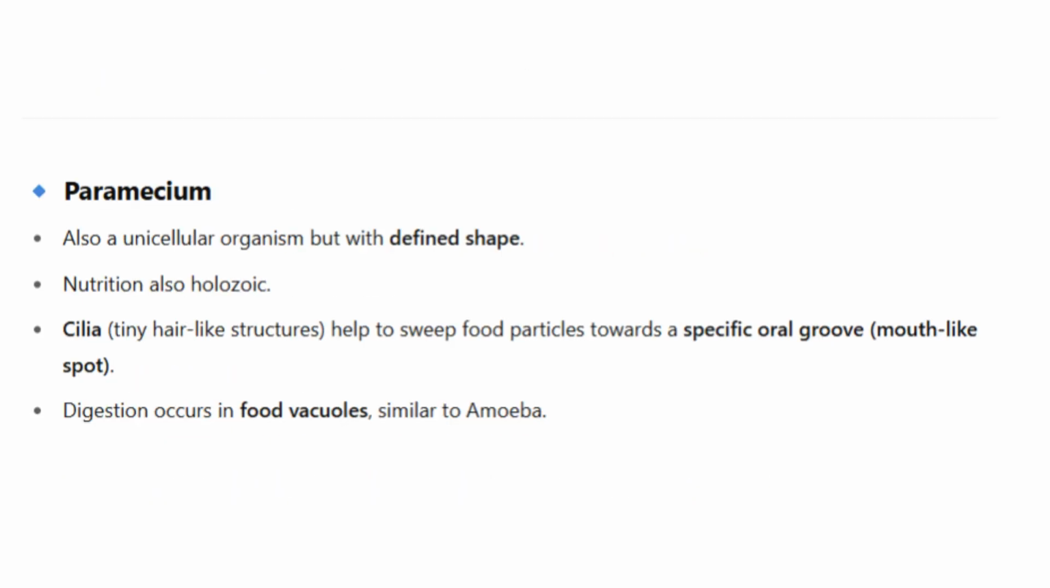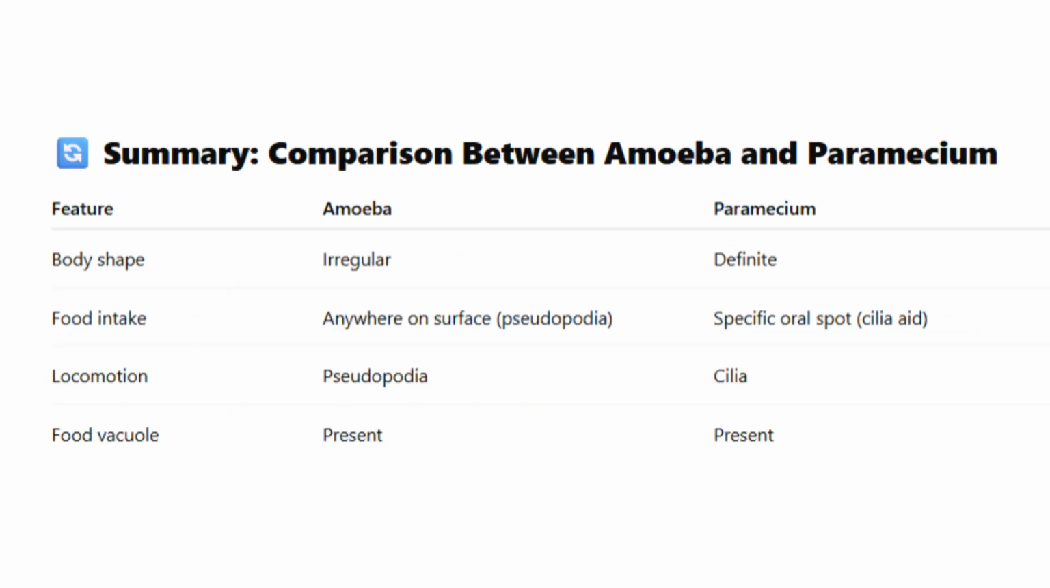Paramecium is also a unicellular organism but with a defined shape. Its nutrition is also holozoic. Cilia, tiny hair-like structures, help to sweep food particles towards a specific oral groove, a mouth-like spot. Digestion occurs in food vacuoles, similar to amoeba. Summary, comparison between amoeba and paramecium. Body shape: irregular in amoeba, definite in paramecium. Food intake: anywhere on the surface with pseudopodia in amoeba; a specific oral spot with cilia aid in paramecium. Locomotion: pseudopodia versus cilia. Food vacuole present in both.